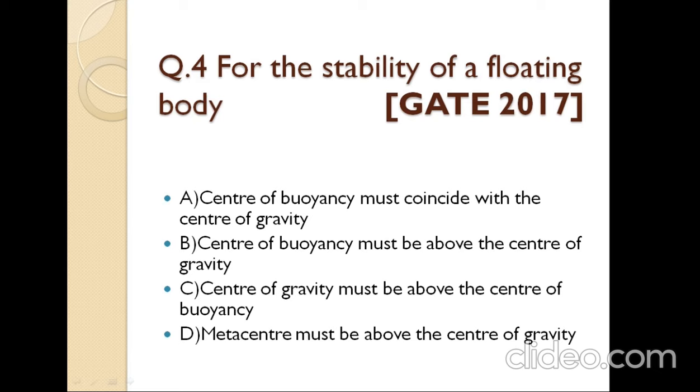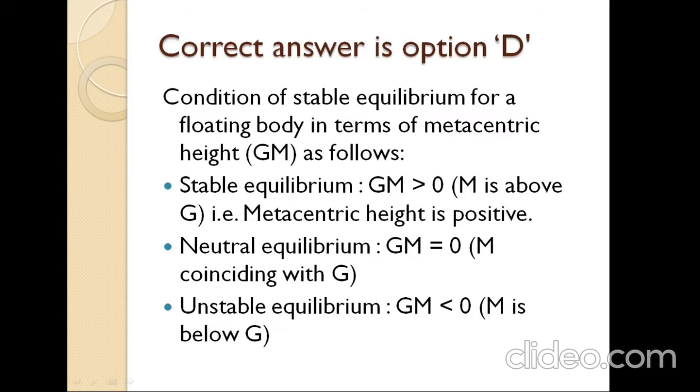So correct answer is option D. Here is the condition of stable equilibrium for a floating body in terms of metacentric height. For stable equilibrium, GM must be greater than 0, so M is above G if metacentric height is positive. For neutral equilibrium, GM is equal to 0, so M coincides with G. For unstable equilibrium, GM is less than 0, which means M is below G.